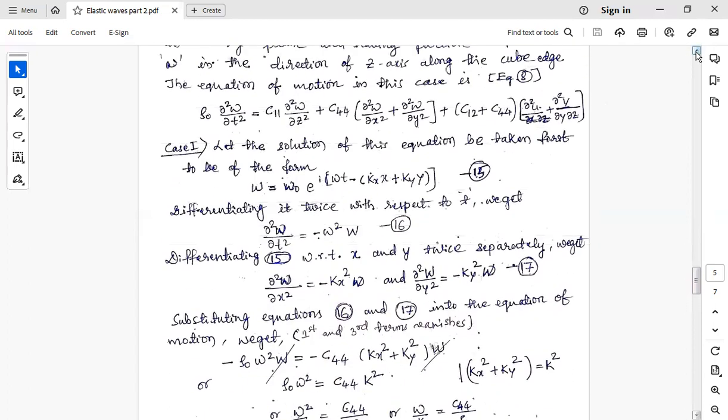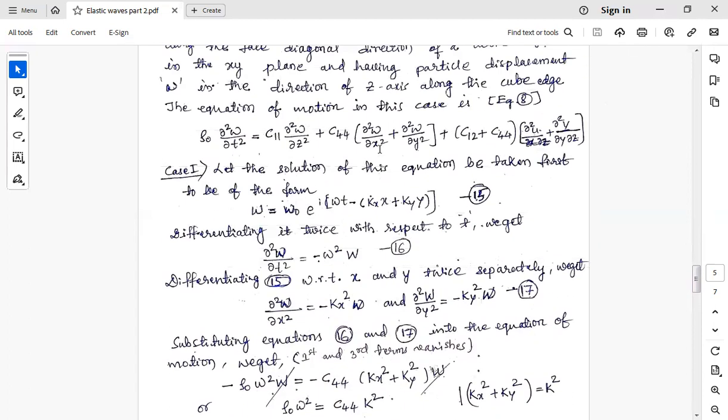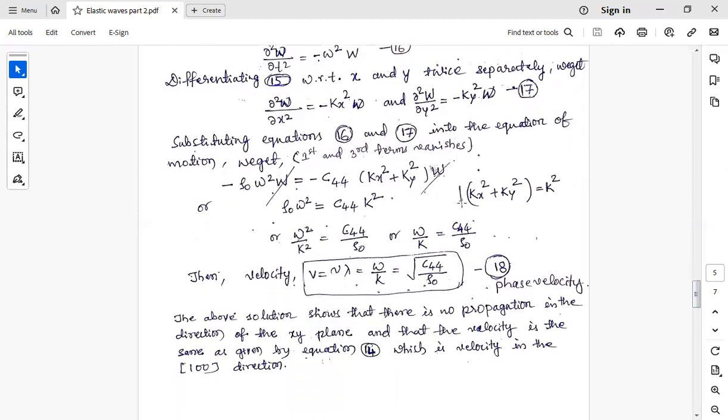because what is there in the second term? Only dou square w by dou x square is there, and dou square w by dou y square is there. These values are here. It is minus kx square into w and minus ky square into w. These values you are substituting here. C44 is common, and that you substituted. So minus is common, and this is the LHS, this is the RHS.